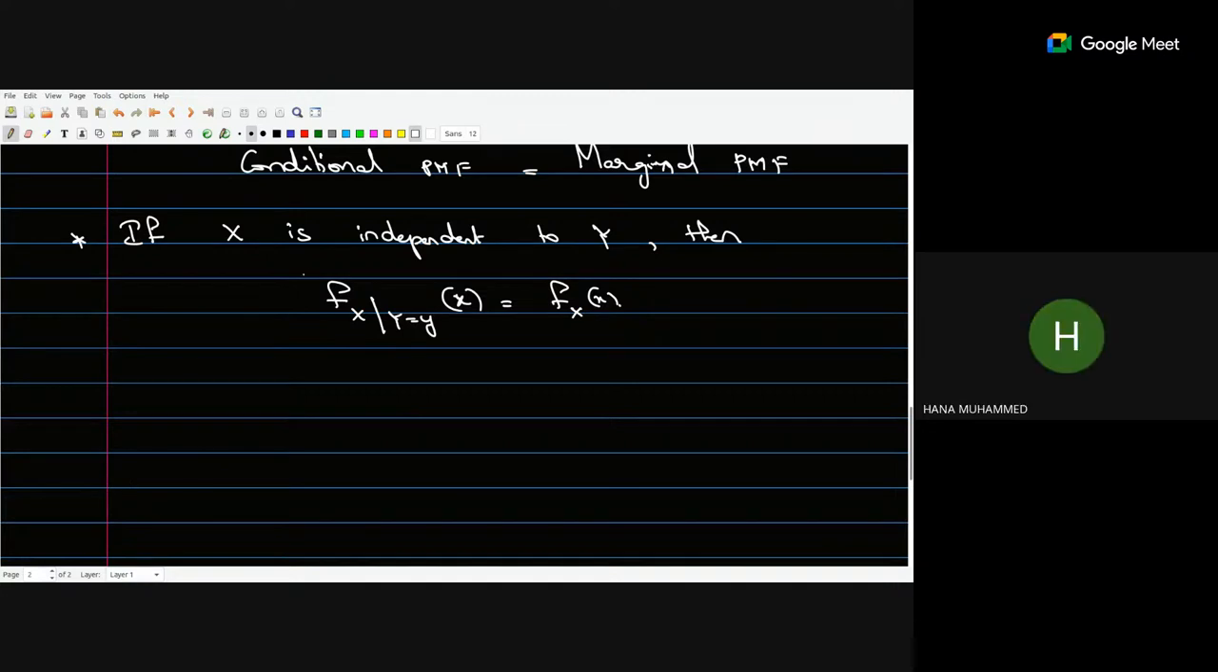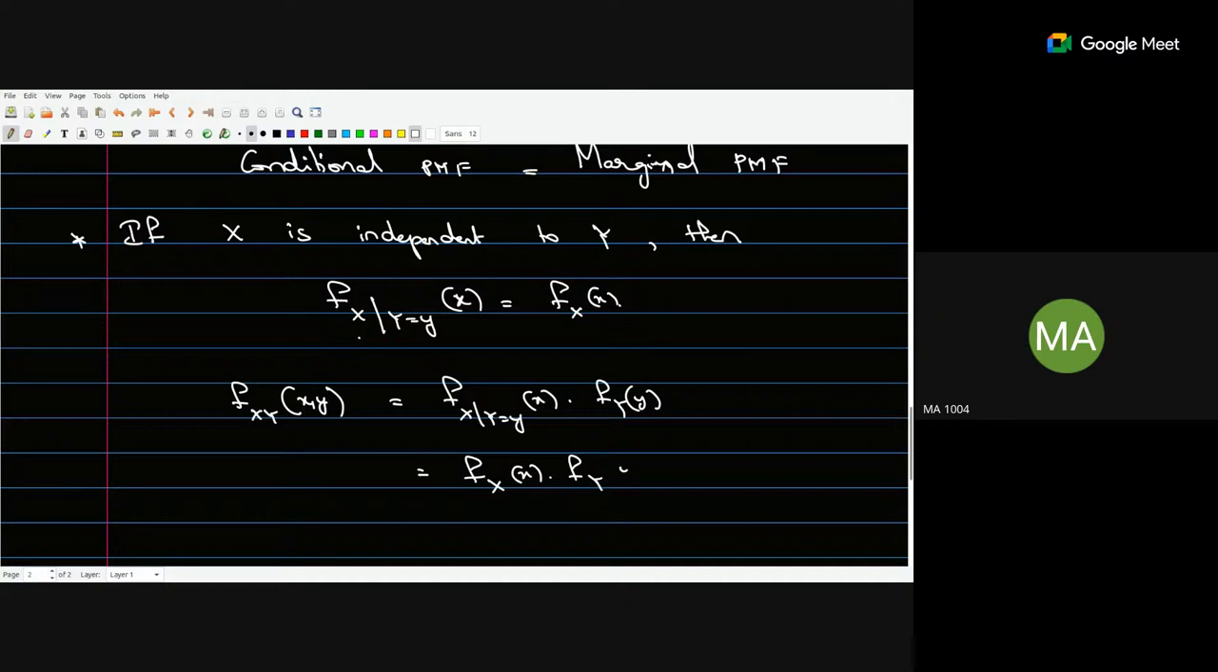Okay. So if X is independent of Y, then this will happen. Even though you impose a condition or you don't condition, both are the same. So if I have this, I know that my joint is this. And previously we just saw that this can be replaced with fx of x. So if I replace that, I get this. So now what is this?